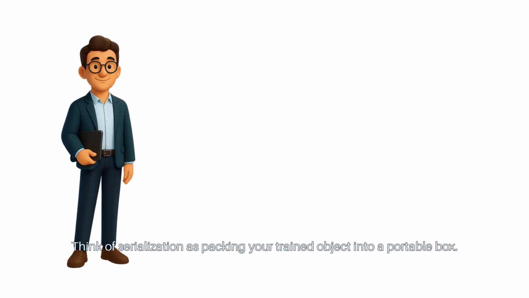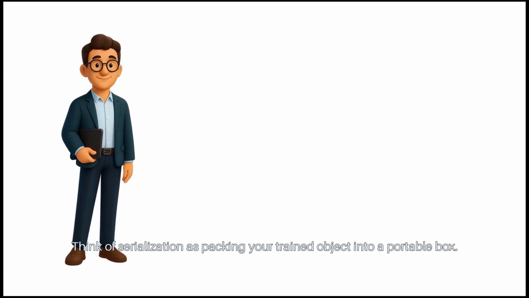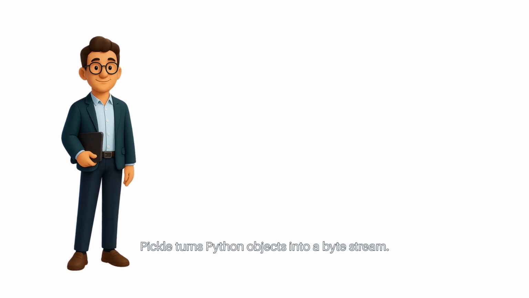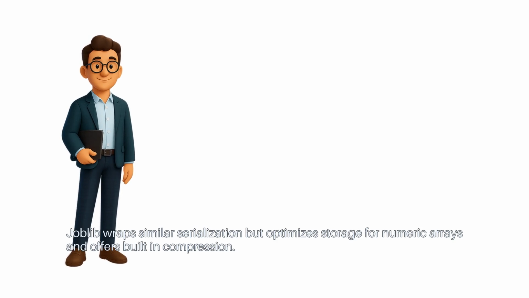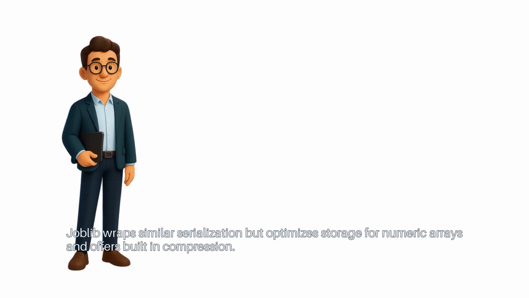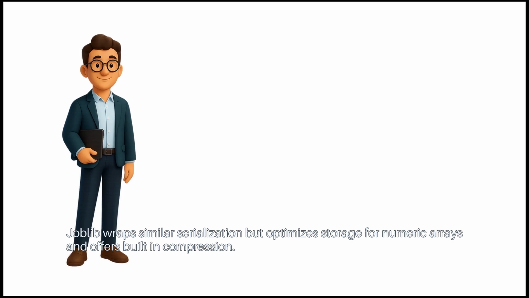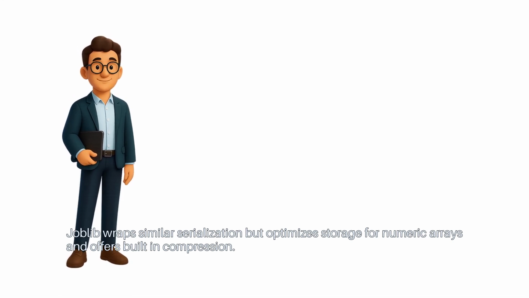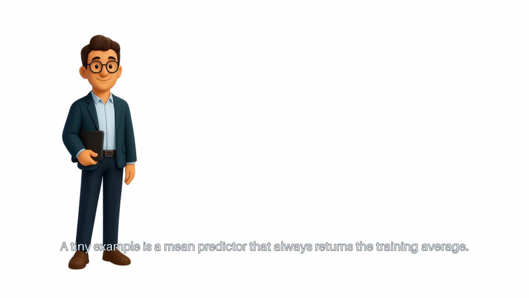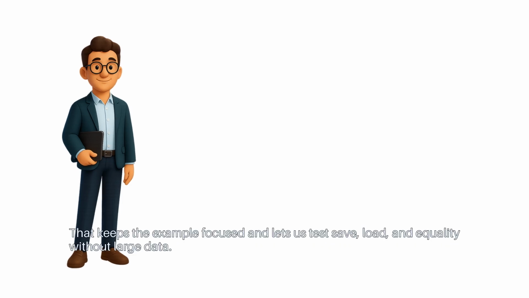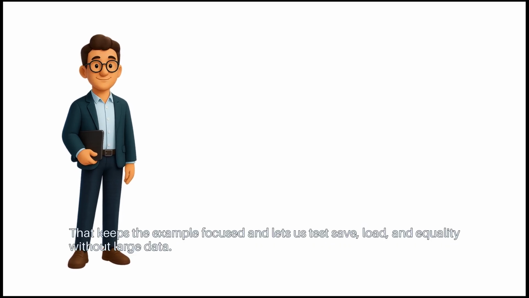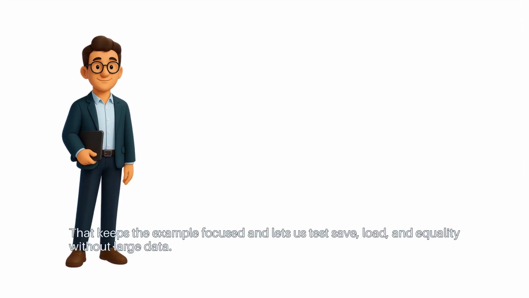Think of serialization as packing your trained object into a portable box. Pickle turns Python objects into a byte stream. Joblib wraps similar serialization, but optimizes storage for numeric arrays and offers built-in compression. A tiny example is a mean predictor that always returns the training average. That keeps the example focused and lets us test save, load, and equality without large data.